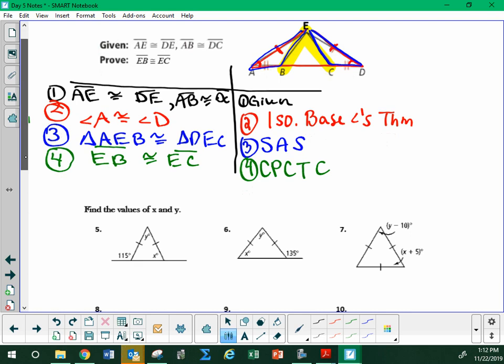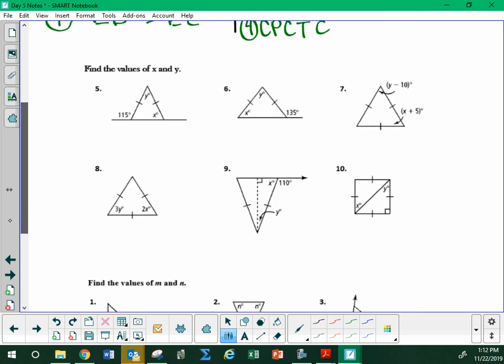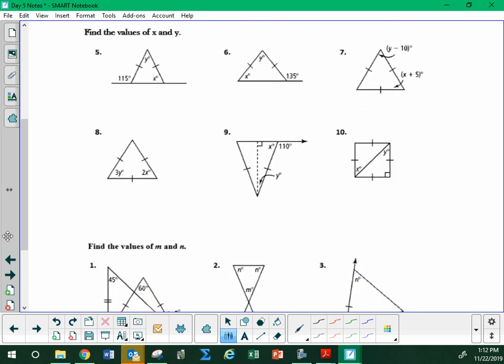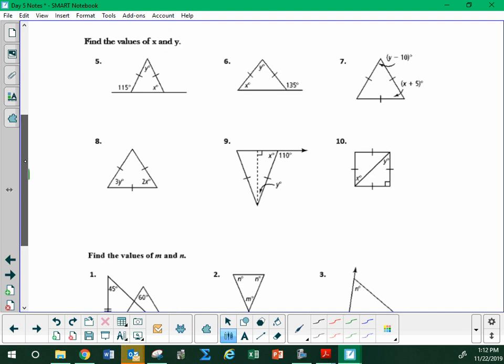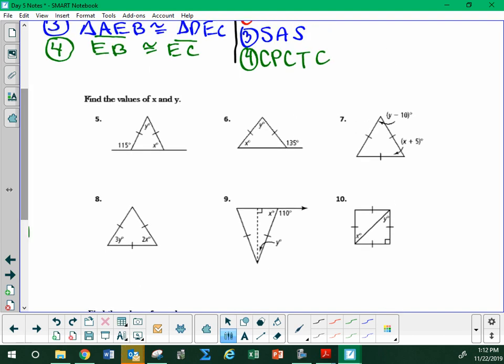Okay. So now down here are just some examples of using the fact that in isosceles triangles, the opposite angles are congruent, and in equilateral triangles, all the angles are congruent. Yeah, let's do number 5. I already know what it is. I already did it.